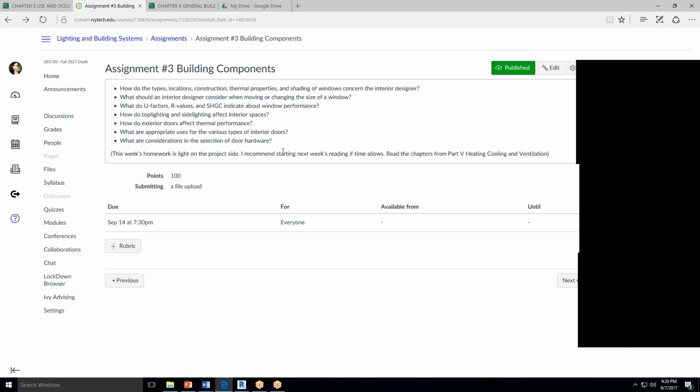So it says this week's homework is light. I know you guys love that. Now we have 2B, it's not as light as it was when I wrote this. I recommend starting the next week's reading if time allows, so then you have more time for the homework assignment next week, but you don't have to. And then that's it. Any questions?